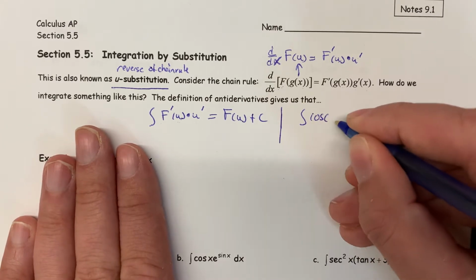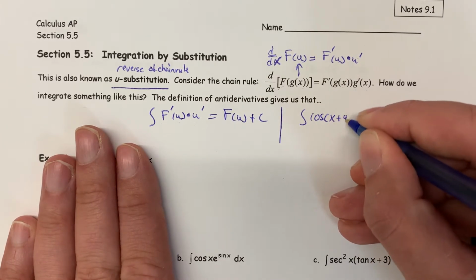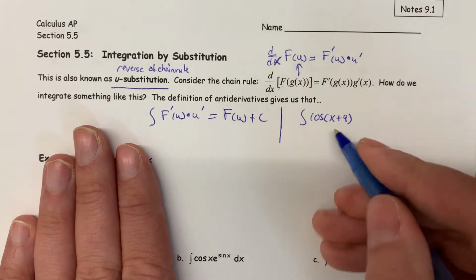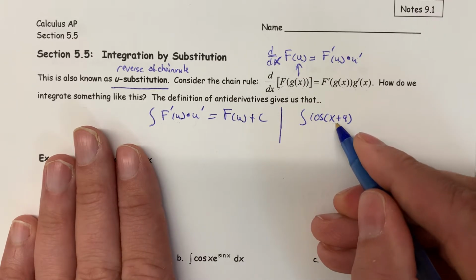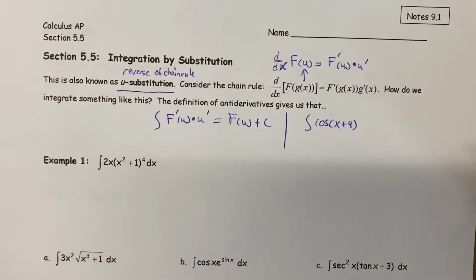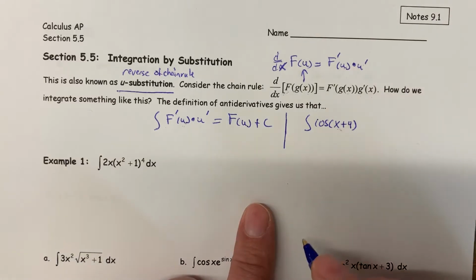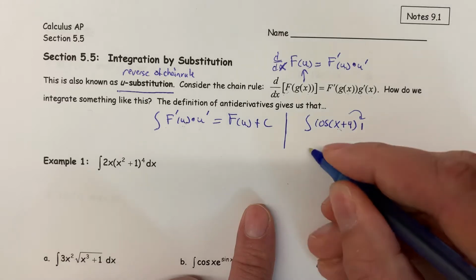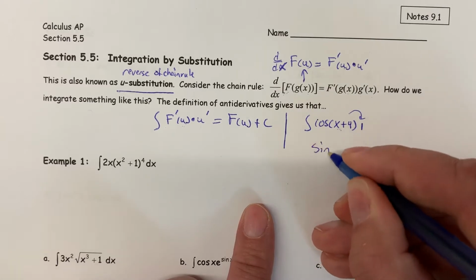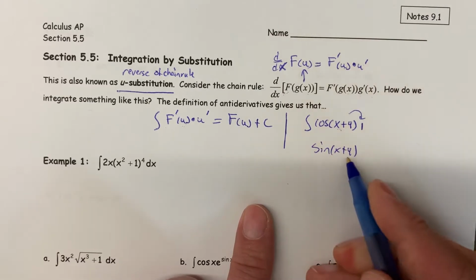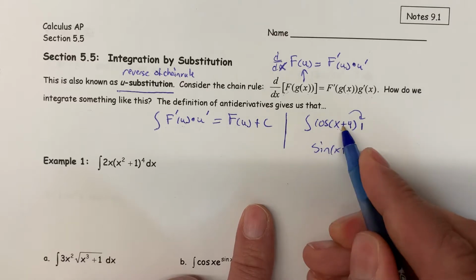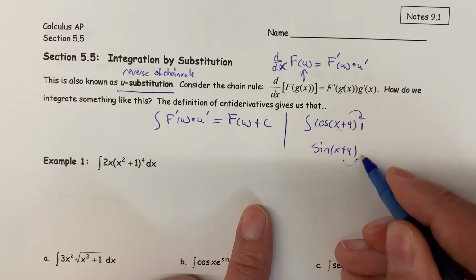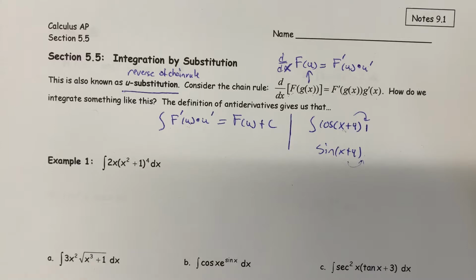Let's say we have cosine of x plus 4. Well, this isn't just cosine of x, and so it is a chain rule thing. But what's the derivative of x plus 4? The derivative of x plus 4 is 1. And so if you want to do the integral, it's just going to be sine of x plus 4, because when you do the derivative, it's going to be cosine of x plus 4 times this derivative of 1, which won't even affect anything, right?